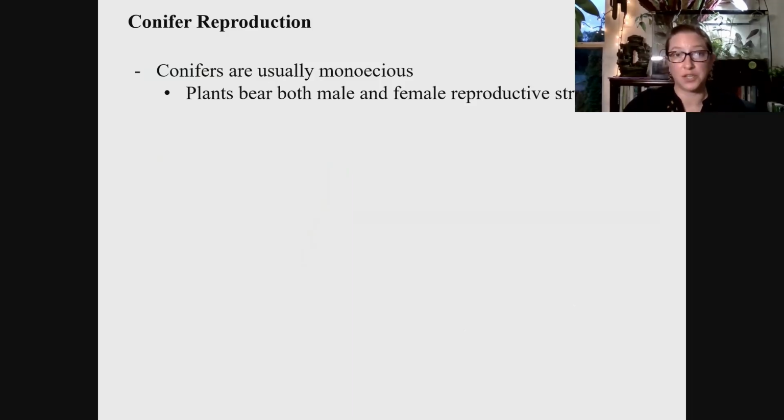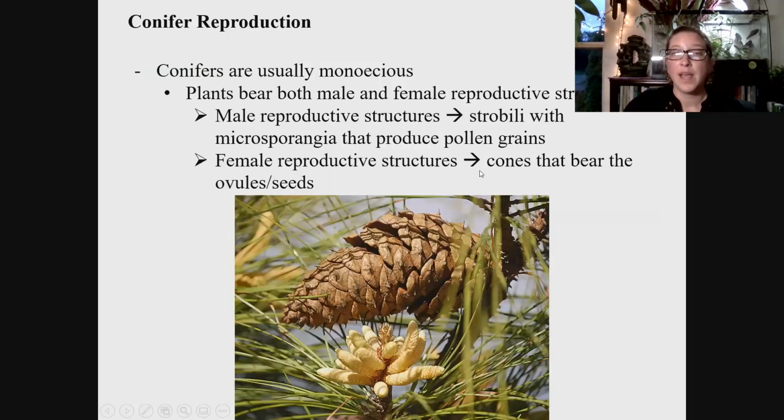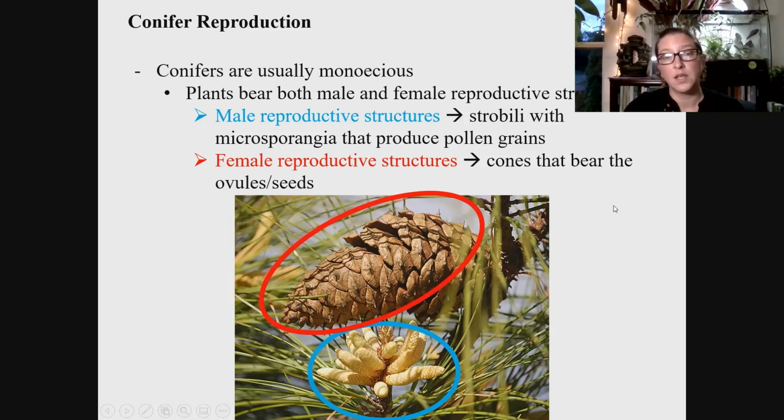Conifers are usually monoecious, such that one sporophyte plant will bear the male and female reproductive structures on it. In the case of conifers, the male reproductive structures are strobili, just like we saw in ginkgo and cycads, whereas the female reproductive structures are going to be on cones. So the ovules and then later the seeds will be on cones. So there you go. Male reproductive structures are on the strobili shown on the bottom. Female reproductive structures are on the cones.